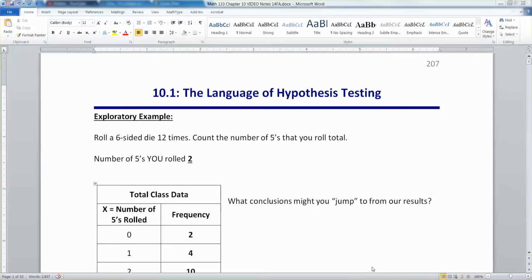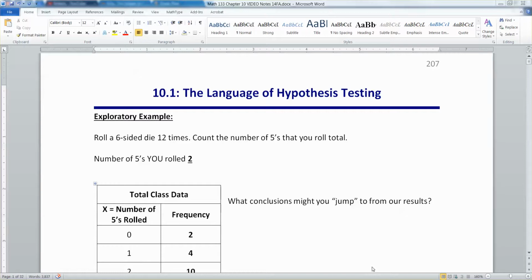In Chapter 10, we're moving into something called hypothesis testing. Now, this is a really important idea. This and confidence intervals are basically the foundation for statistics. So if you were going on to another statistics course, you'd be doing a lot of confidence intervals and hypothesis tests. They are the mathematics that creates the foundation for all experimental science.